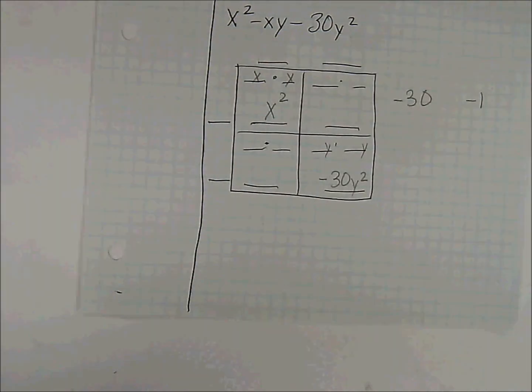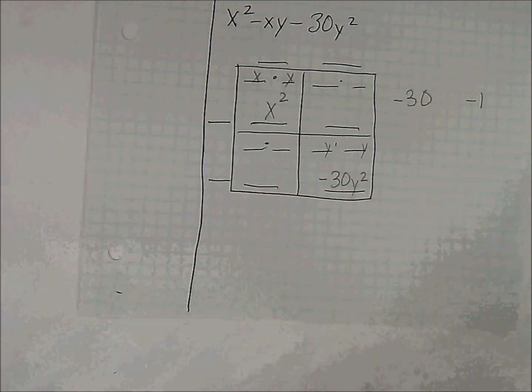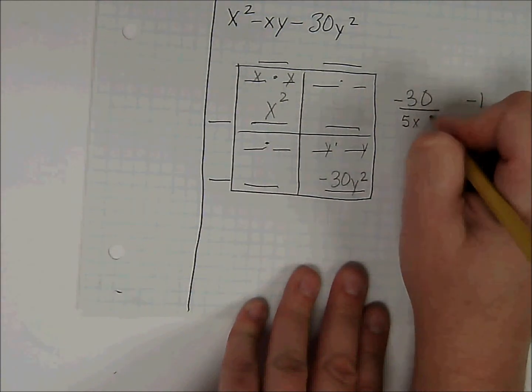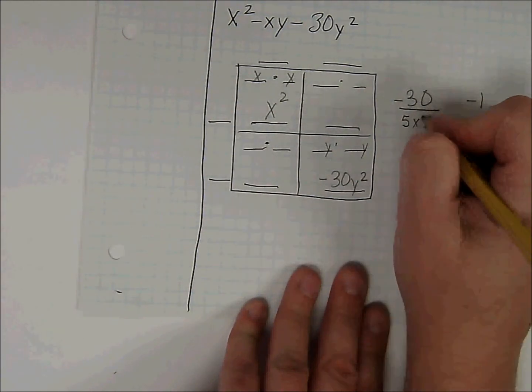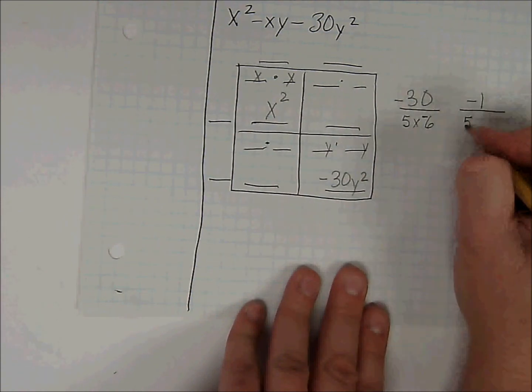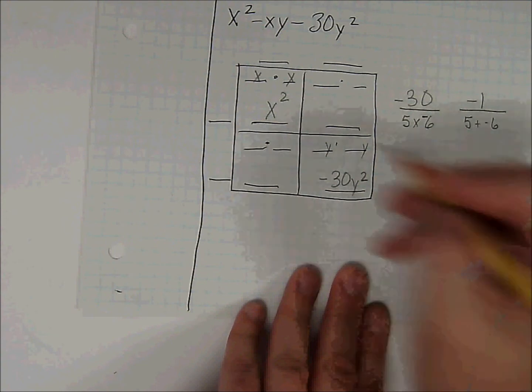It's 2 numbers, and when you subtract them, you're going to get a 1. What 2 numbers multiply together like that? About 5 times 6. And let's see, we want a negative 1, so I'm going to make the 6 the negative. And let's see what happens here. 5 plus negative 6 works.